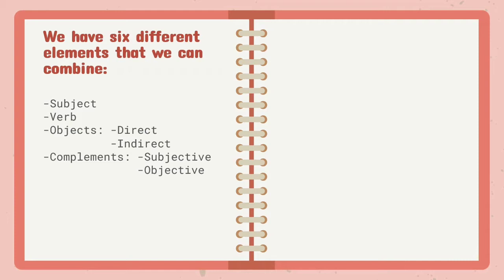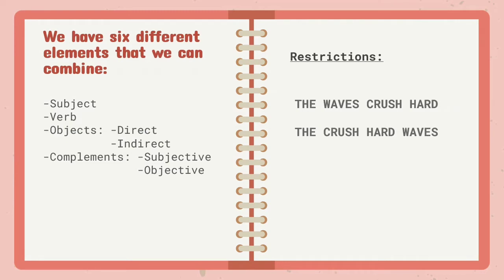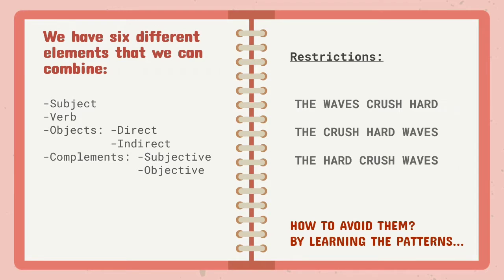It is important to consider that lexical units are not to be combined freely. We have some restrictions. If we change the order of some words, we won't be following a pattern, for instance. If we change the order of the elements in the following example, the waves crash hard, we may have the crash waves hard or the hard crash waves. This cannot happen because we are not making sentences, as they lose their meaning. To avoid these mistakes, we need to know the different patterns, which we are introducing now.